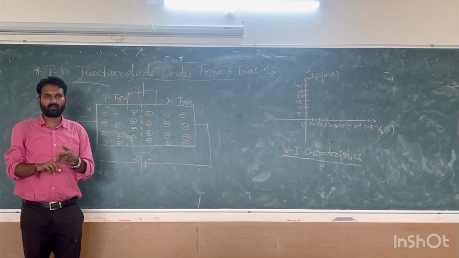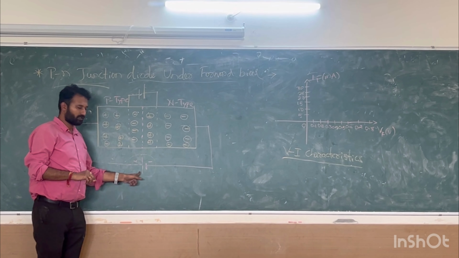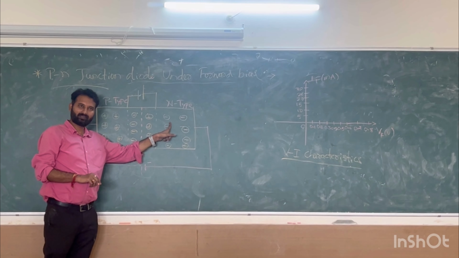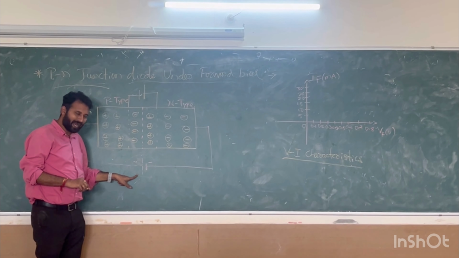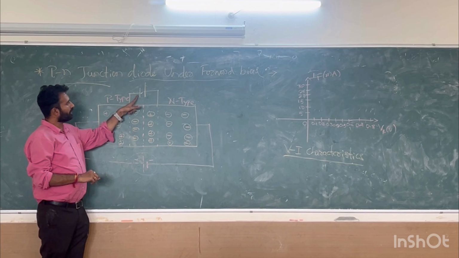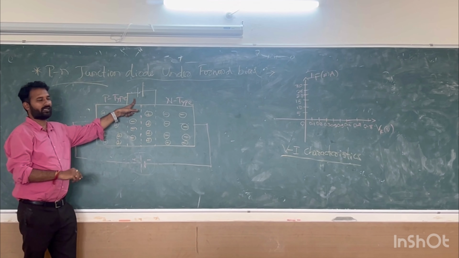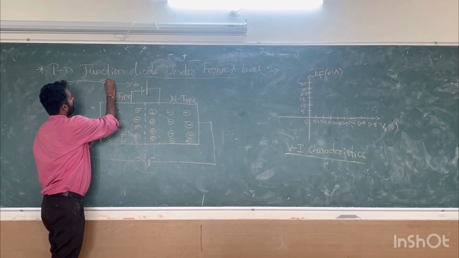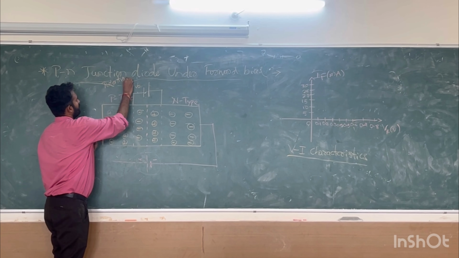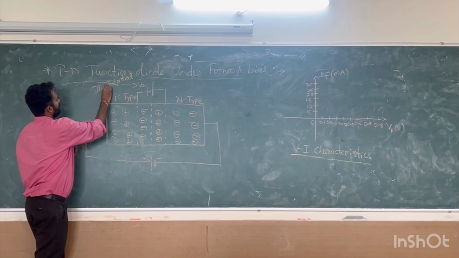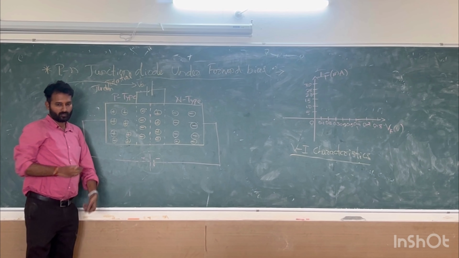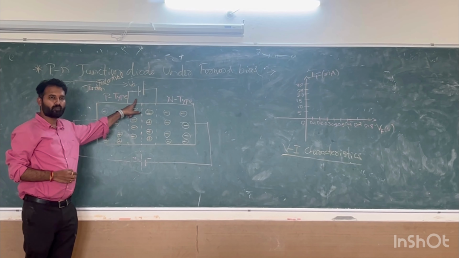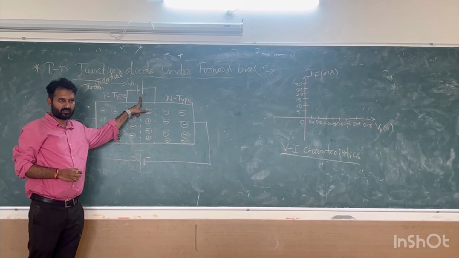Understandable? Now what will happen if you apply the positive terminal to the P type and the negative terminal to the N side? This external battery will act in opposition to the internal battery. This is V0, your junction potential. So your external potential will act in opposition to the internal potential.